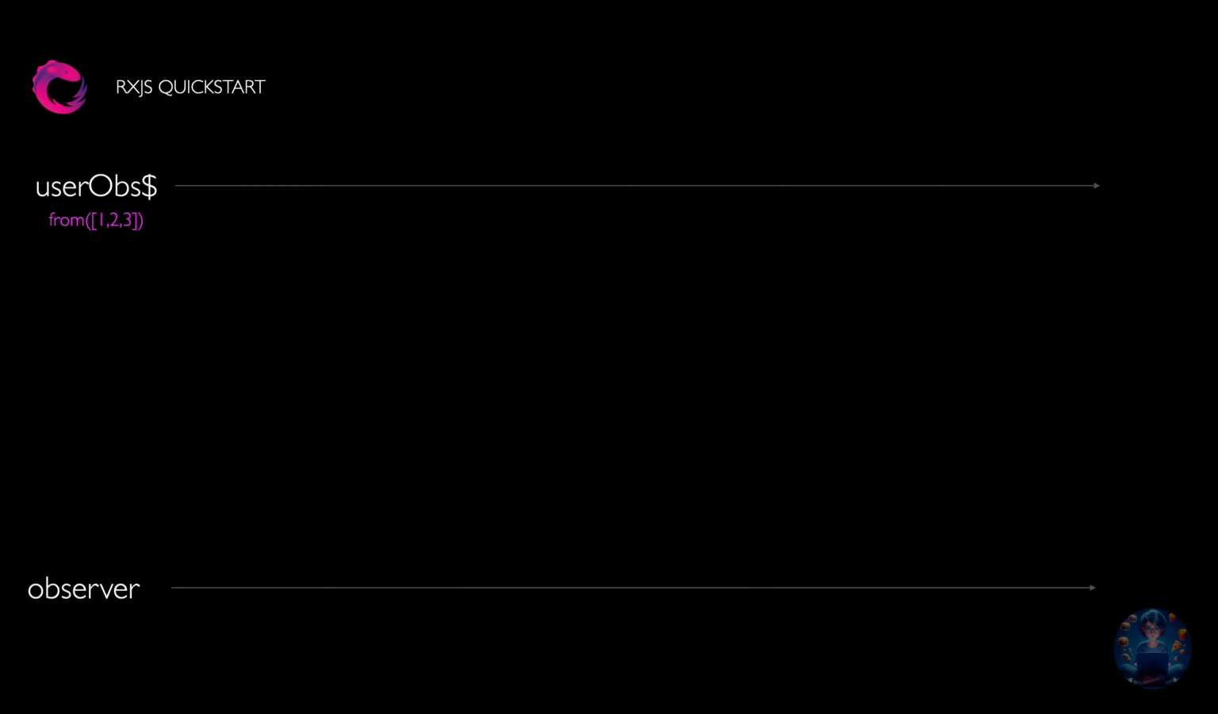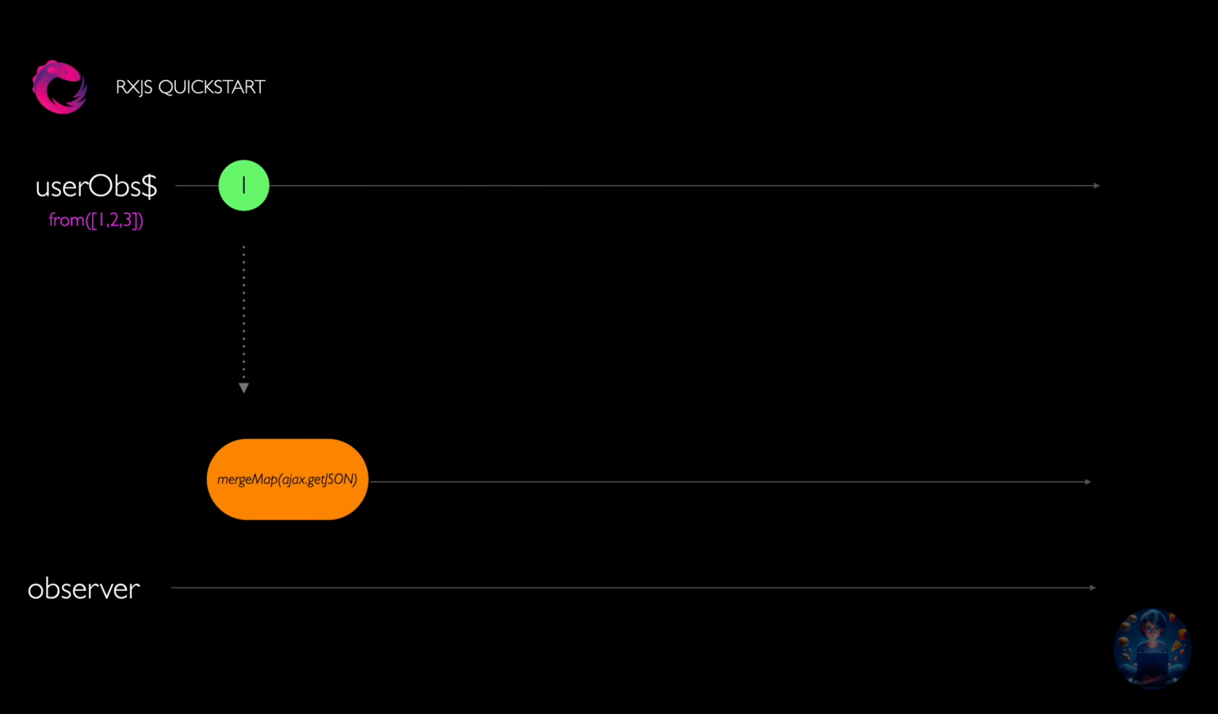So we have an observable that emits values using the from creation operator. We also have an observer subscribed to this source observable. The source observable emits the value 1. mergeMap maps this value to an inner observable, which makes an HTTP request using Ajax to fetch the data. While the first Ajax request is being processed, the source observable emits another value, say 2.